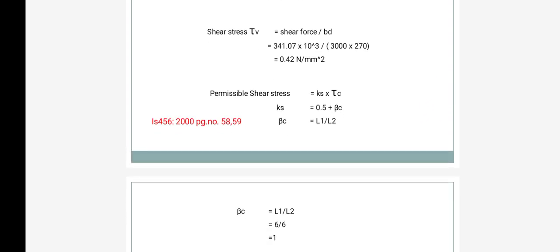Then shear stress tau v is equal to shear force divided by b into d, that is the cross sectional area. Substitute all the values, find out the tau v value, 0.42 Newton per mm square. Then permissible shear stress. Refer IS 456 2000, page number 58 and 59. The Ks formula is 0.5 plus beta c, where beta c is equal to L1 by L2. First find out beta c. L1 and L2 are the size of panel, 6 meter into 6 meter. So 6 by 6 is 1.